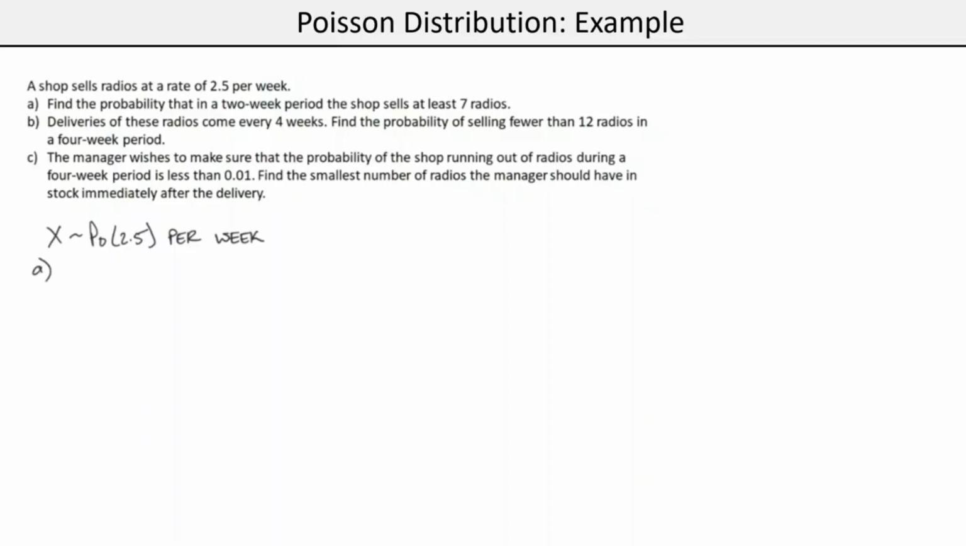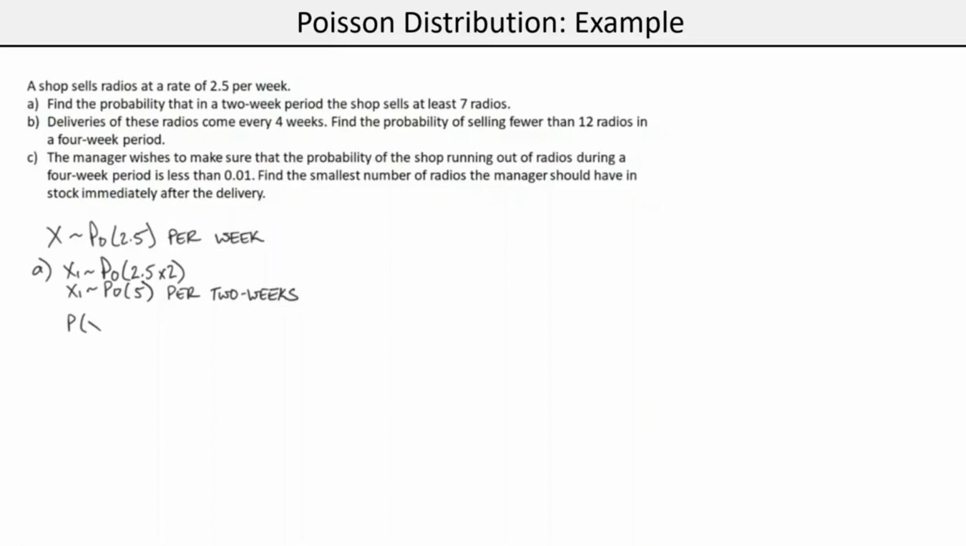So I'm going to rewrite this distribution, and I'm going to call this X1. Well, that follows a Poisson distribution for 2 weeks. So it's going to be 2 times the 2.5. So X1 follows a Poisson distribution of 5 radios sold per 2-week interval, per fortnight. This is the parameter I should use for the rest of the question.